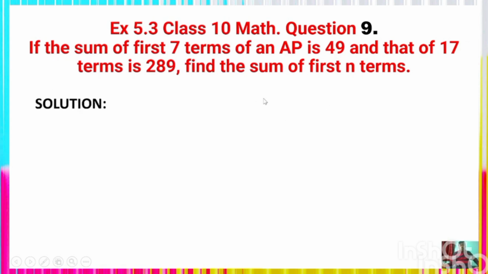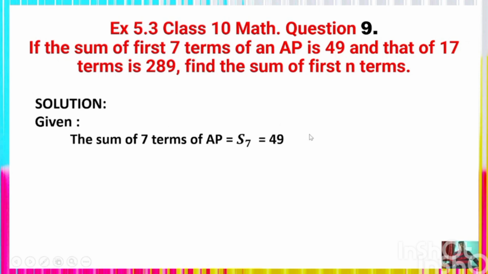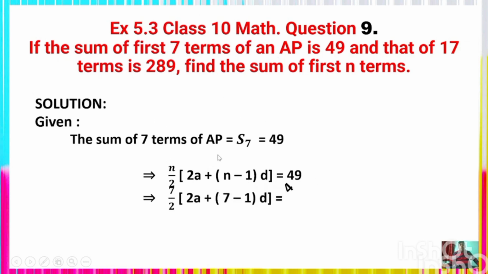Here is the solution. Given that the sum of the first 7 terms of the AP is 49, S7 is 49. Using the formula of sum of n terms of the AP, which is n by 2 whole into 2a plus n minus 1 whole into d is equal to 49. Here in place of n we can write 7, so 7 by 2 whole into 2a plus 7 minus 1 whole into d is equal to 49.